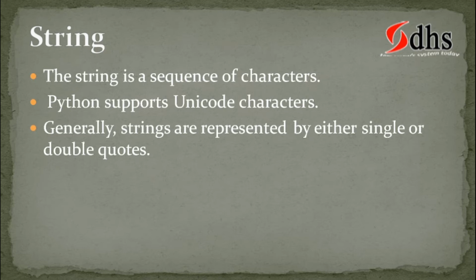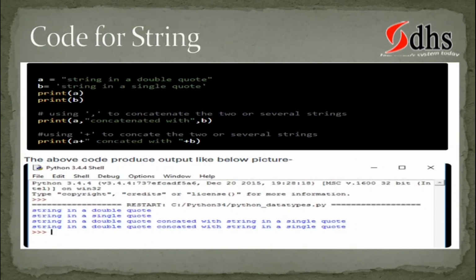Generally strings are represented by either single or double quotes. I told you yesterday with examples when to use the single quote and when to use the double quote. Usually you go with the single quote only. For example, Ram's pen or my sister's school: if one apostrophe is used, you have to use a double quote. Here is a string in a double quote, and a string in a single quote. Print A, it will print.